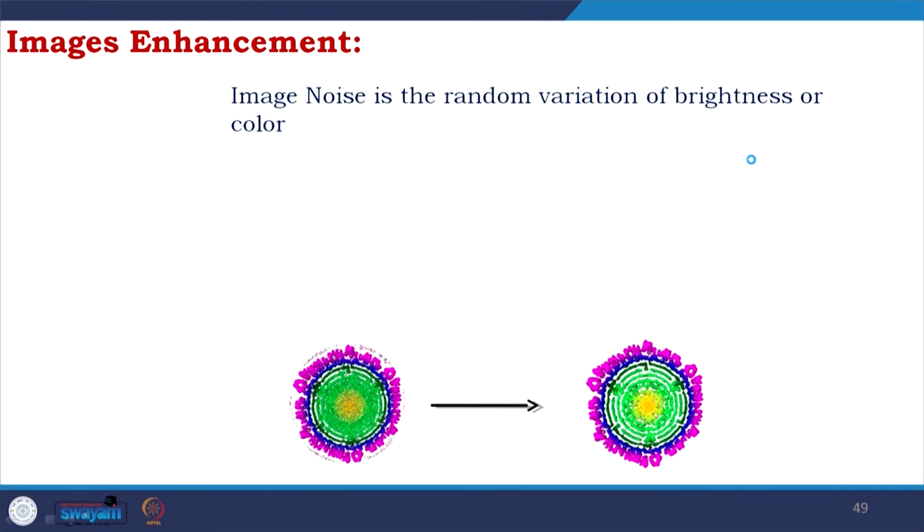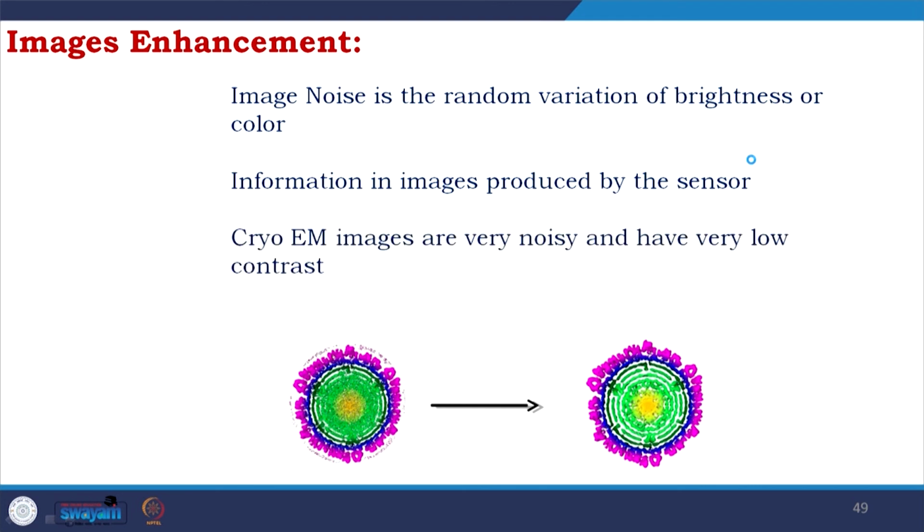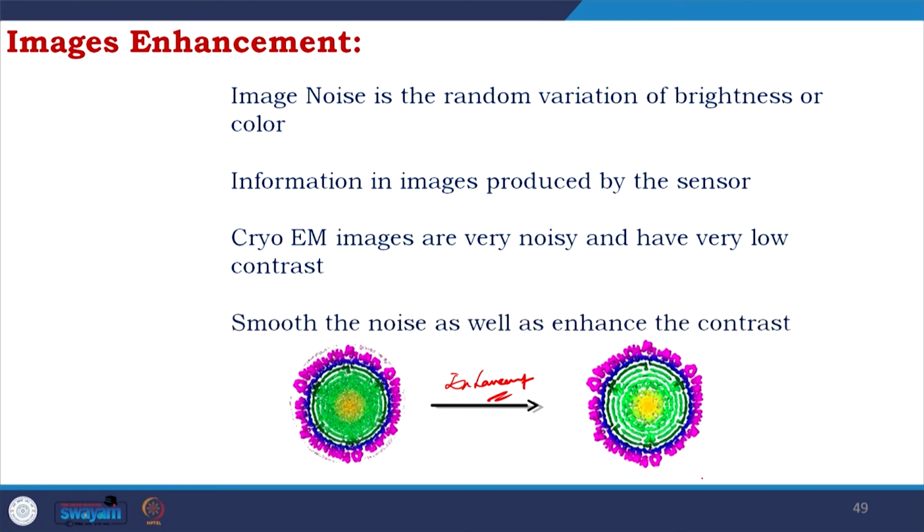Then we have image enhancement. Image noise is the random variation of brightness or color information in images produced by the sensor. The cryo EM images are very noisy and have very low contrast. So, here you do the enhancement and you get a better picture. Smooth the noise as well as enhance the contrast.